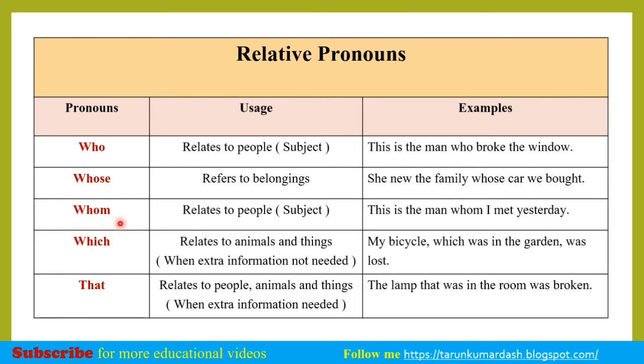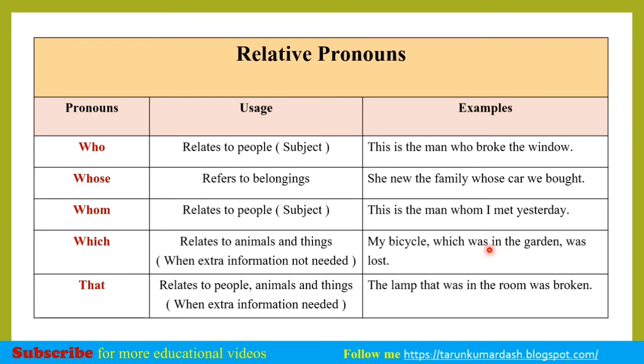Next, whom relates to people or the object. Sorry, the object. This is the man whom I met yesterday. Which relates to animals and things when extra information is not needed. My bicycle, which was in the garden, was lost.